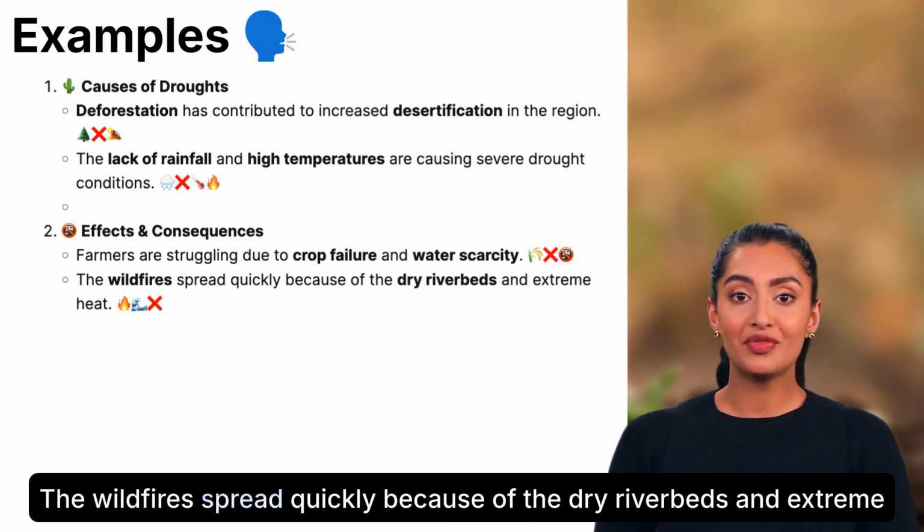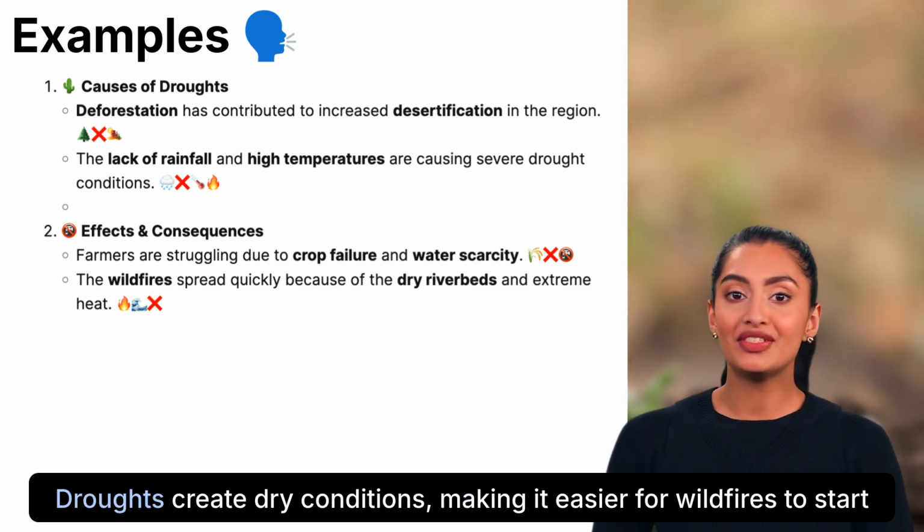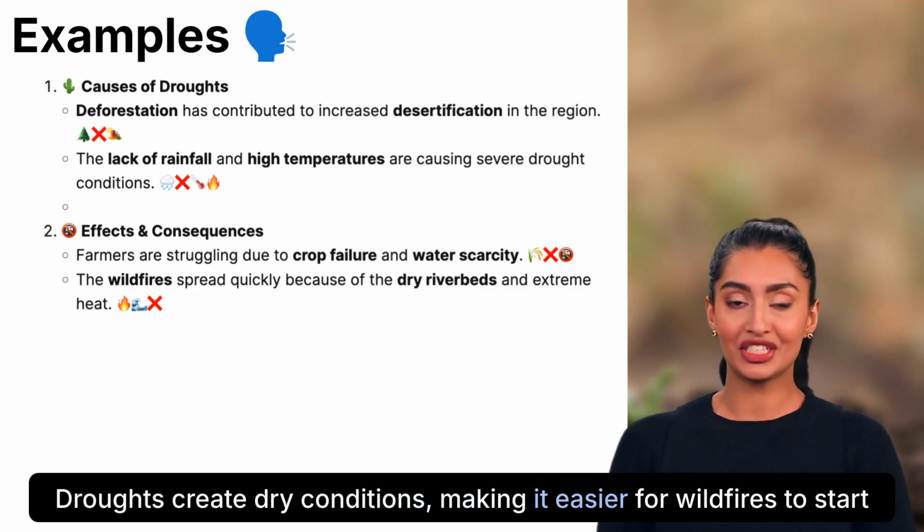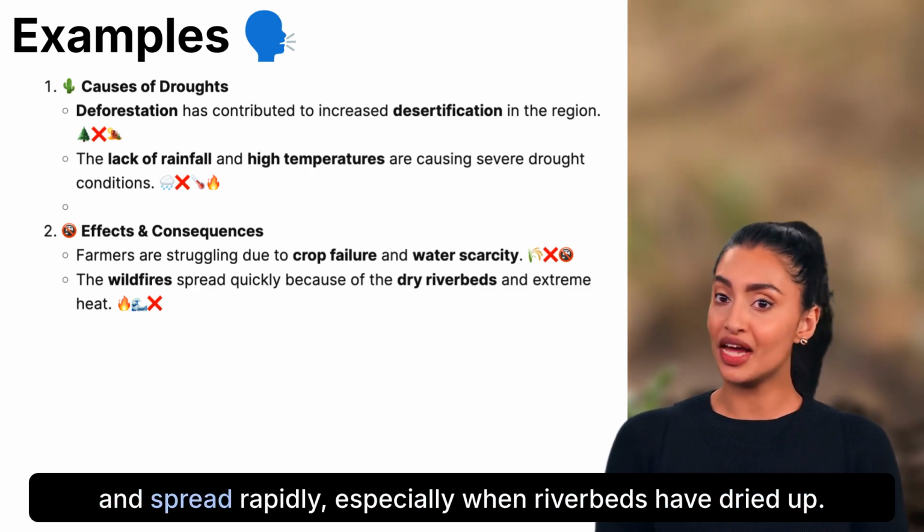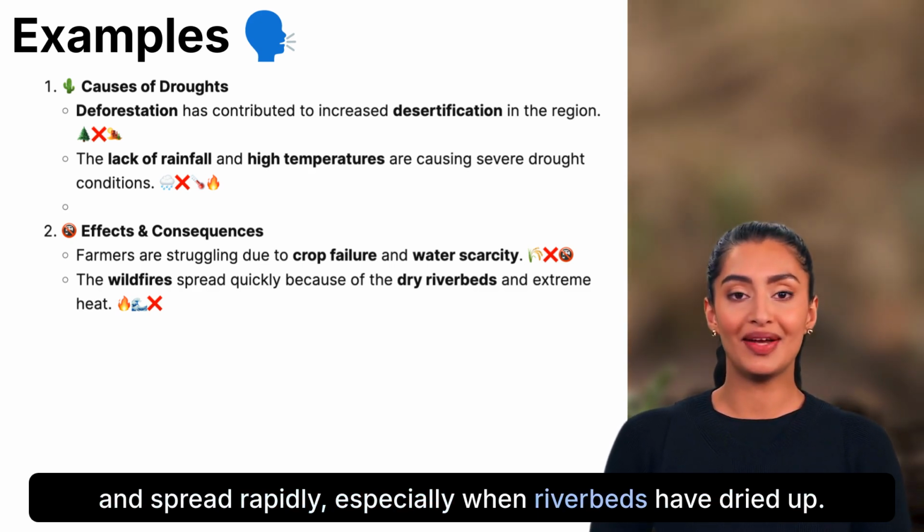The wildfires spread quickly because of the dry riverbeds and extreme heat. Droughts create dry conditions, making it easier for wildfires to start and spread rapidly, especially when riverbeds have dried up.